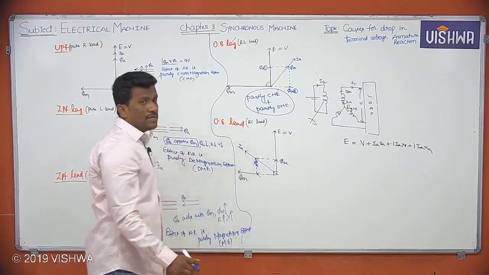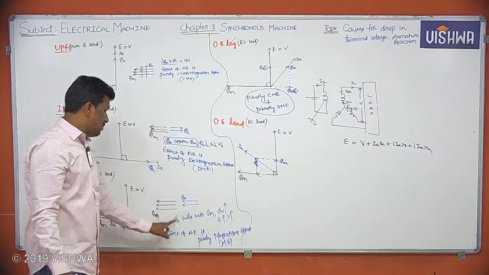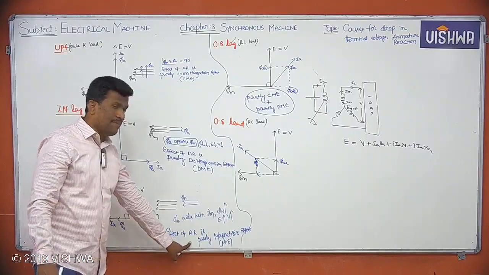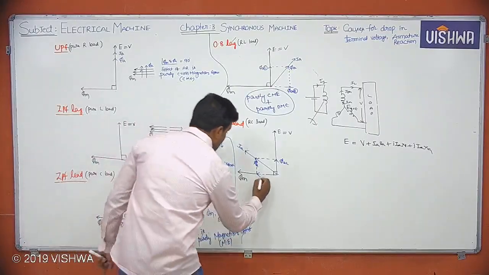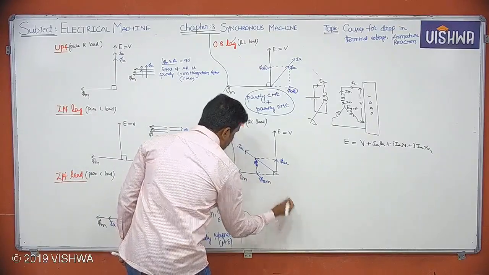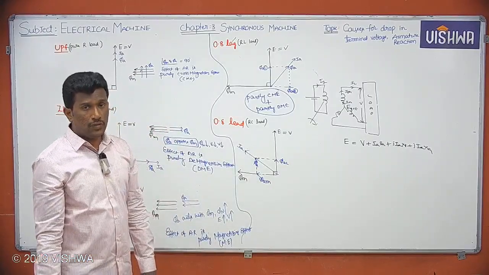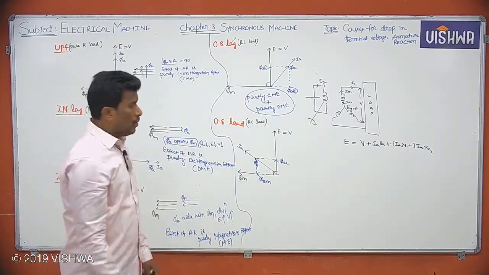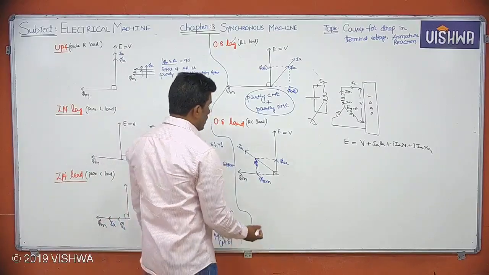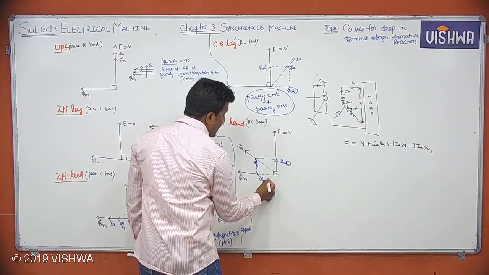The effect of armature reaction will be what I said. Whenever phi A is aiding your phi M, the effect of armature reaction is purely magnetizing effect. So I can write this as phi AM, the magnetizing component of armature flux. Now tell me, what is the effect of armature reaction? It will have a cross magnetizing effect as well as a magnetizing effect.